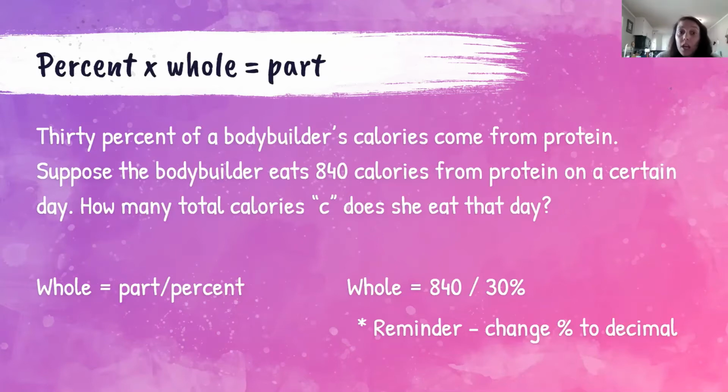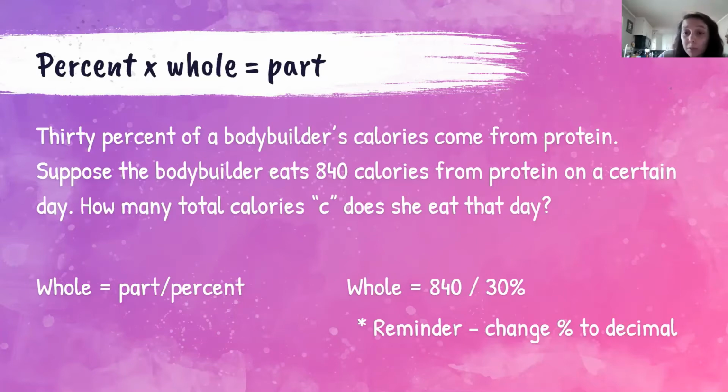So I know that I'm looking for whole. Again, it doesn't tell me this is the whole, this is part, this is a percent. You have to read into the actual words to figure out what is what. In this lesson, we're looking for whole. The reason is it says how many total calories. When we're talking about the total of something, that's the whole. So she eats 840 calories just from protein, and it's asking you the total number. So 840 is your part, and your percent is 30%.